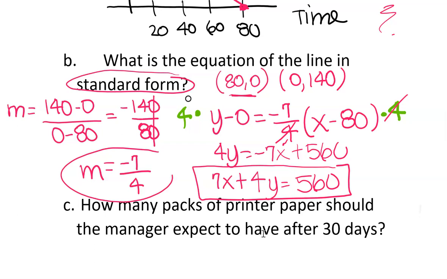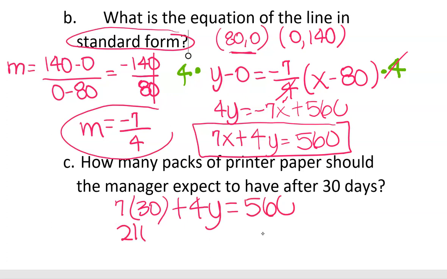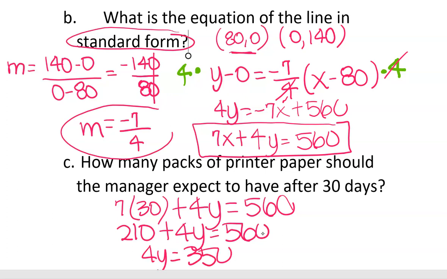How many packs of printer paper should the manager expect to have after 30 days? Well, you have to think back to the graph. The x part of the graph was the time part, so we're going to plug a 30 into the x. 7 times 30 plus 4 times y equals 560. 7 times 30 is 210. We're going to subtract 210 from both sides. So we get 350 on the right. And then we'll divide by 4.